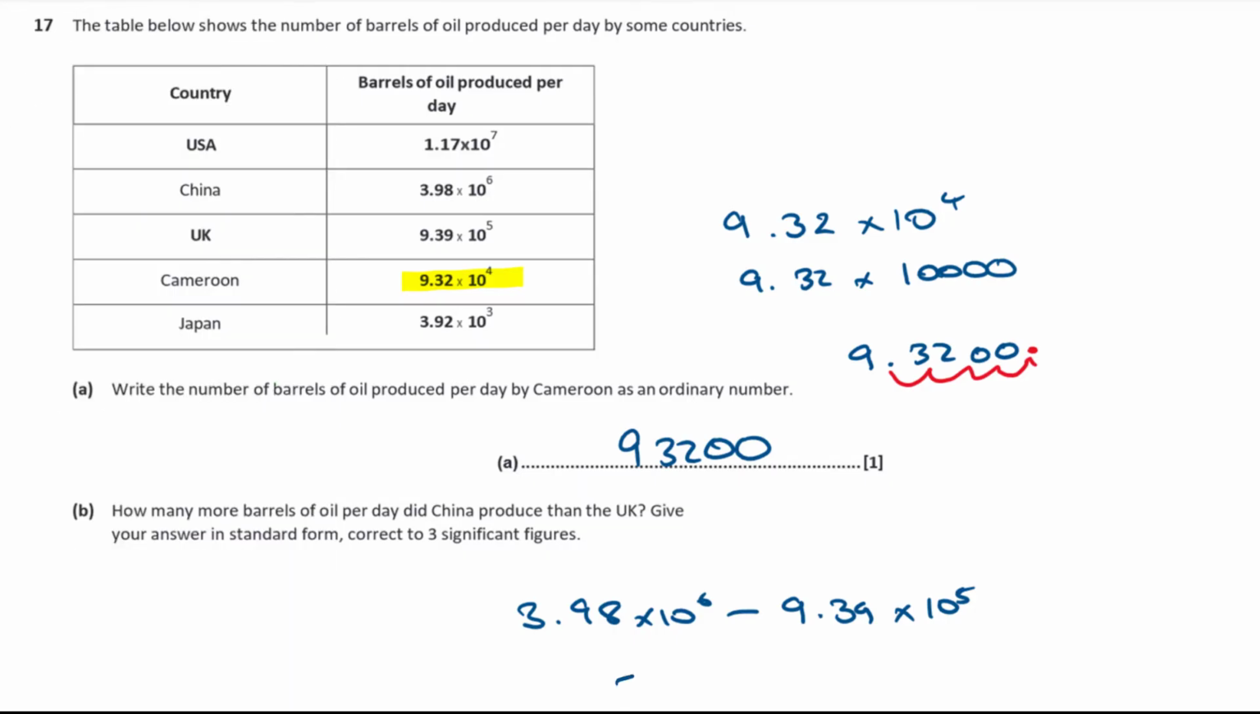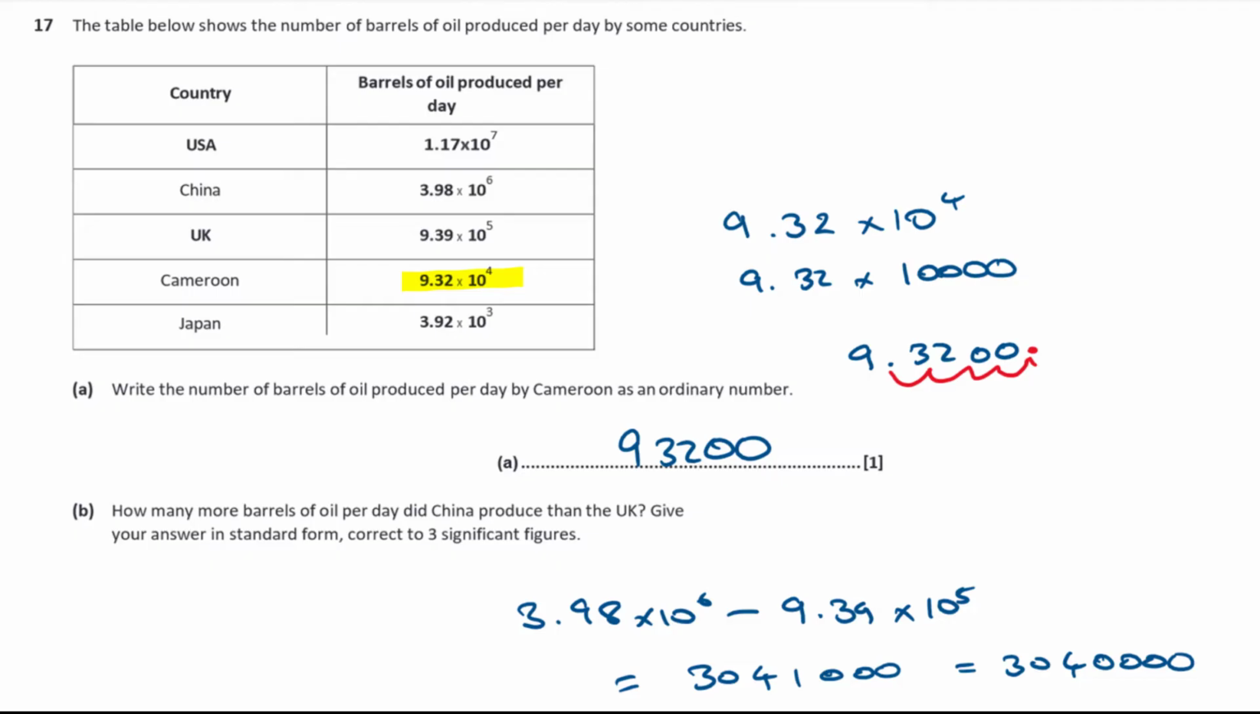I'm just going to write that down, 3,041,000. Okay, but it says give it in standard form correct to 3 significant figures. So that means I need to round it off first to 3 significant figures, which is going to be 304. It's going to round down, isn't it, and 4 zeros.